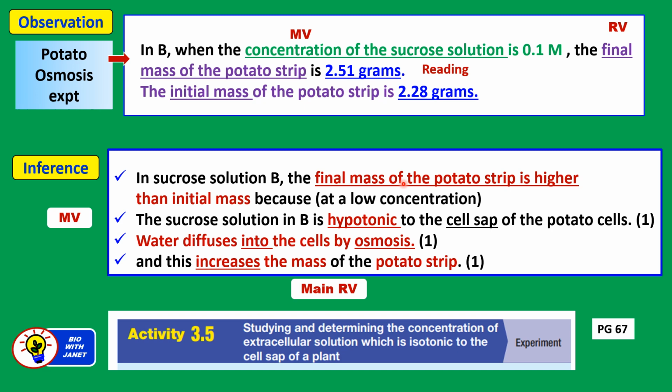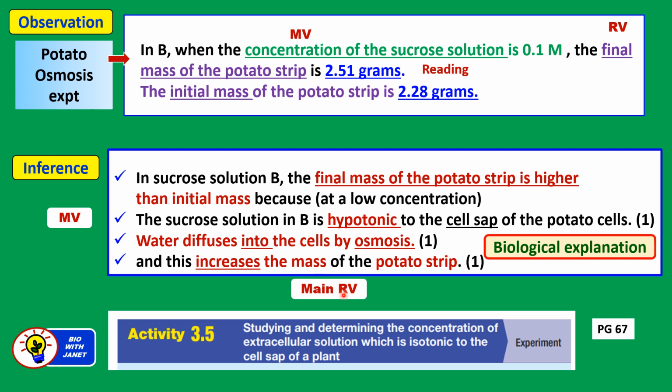But from there, because at a low concentration, the sucrose solution in B is hypotonic to the cell sap of the potato cells, okay? Meaning more dilute. And the water diffuses into the cells by osmosis, all right? Another mark. Thus, this increases the mass of the potato strip. Okay, so take note, you have mentioned the concentration of the sucrose solution, the low concentration, all right? So that's your MV, and you've related it to the increase in the mass of the potato strip, which is the main RV.